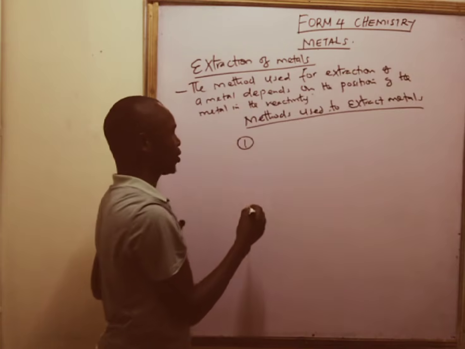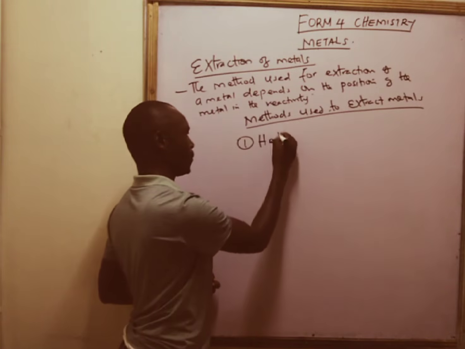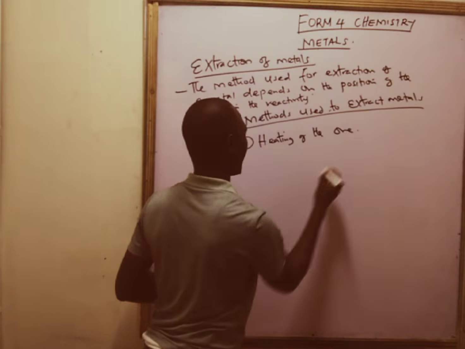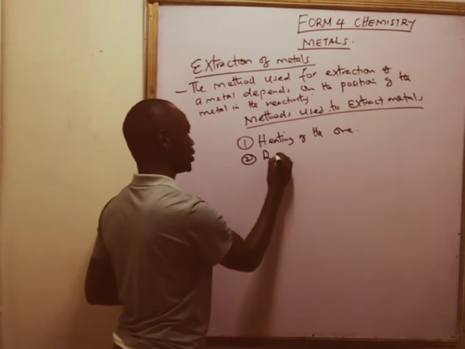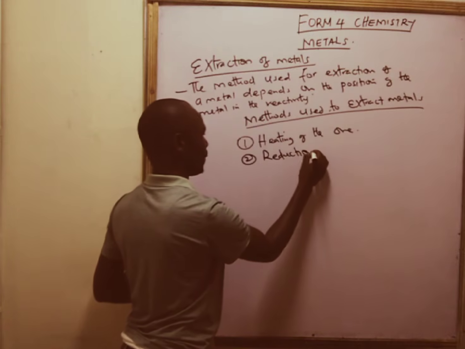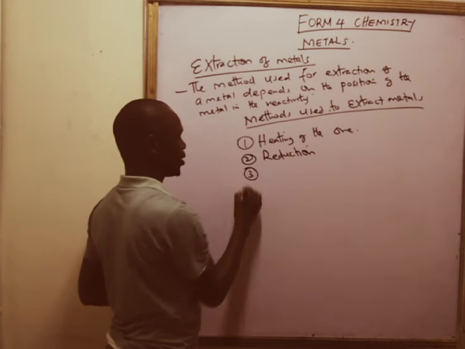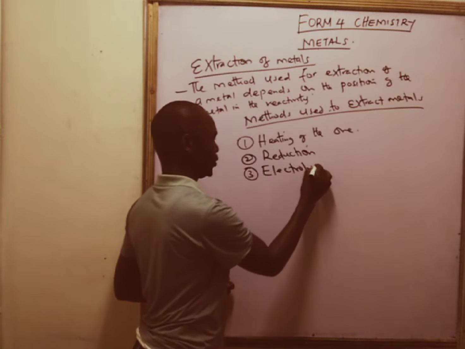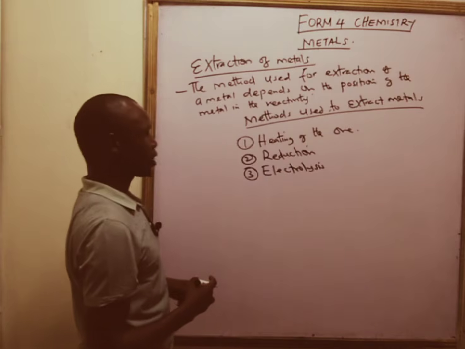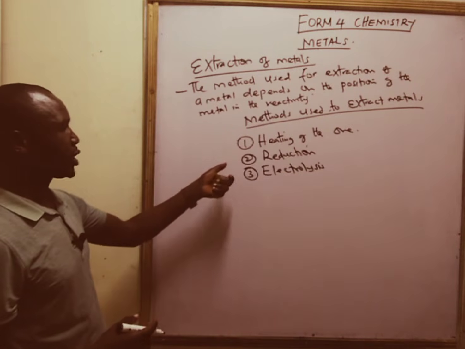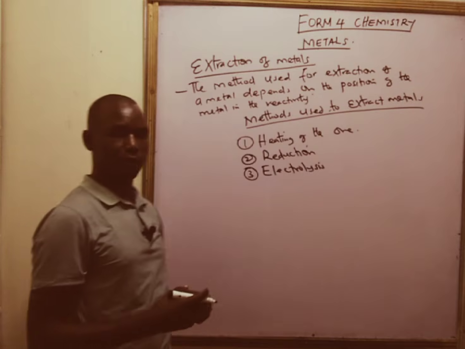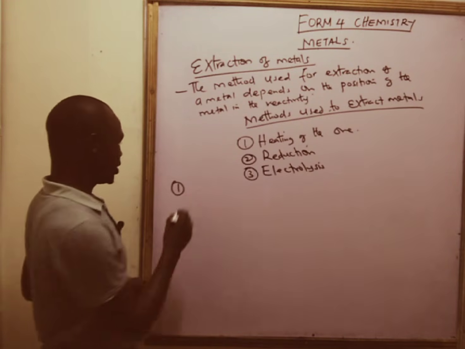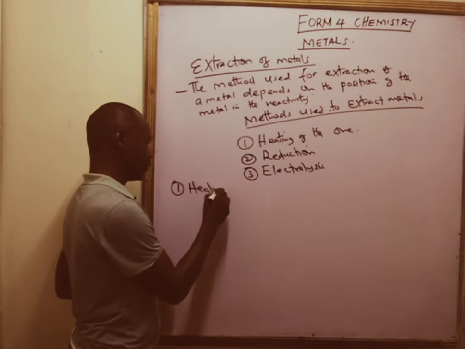Number one, we have heating of the ore. Number two, we have the reduction method. Number three, we have electrolysis. Those are three methods which are employed in the extraction of metals. Let us look at the first method, which is heating of the ore.